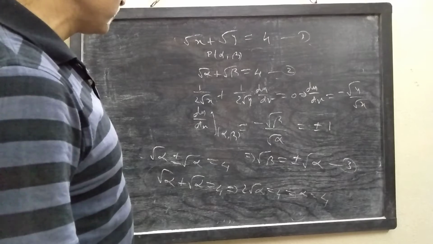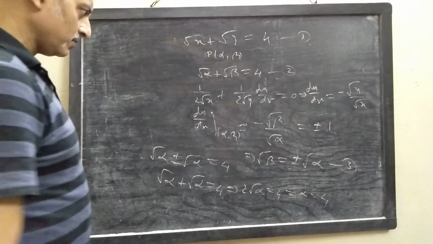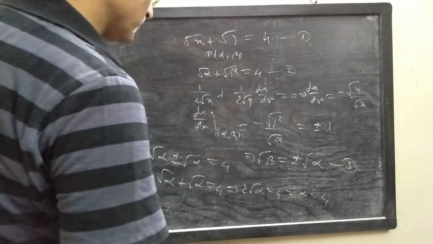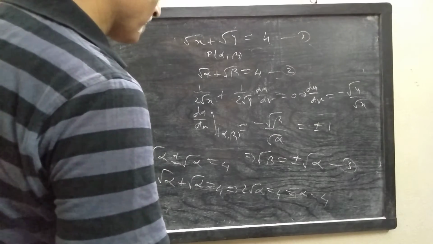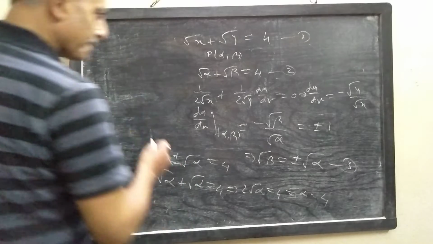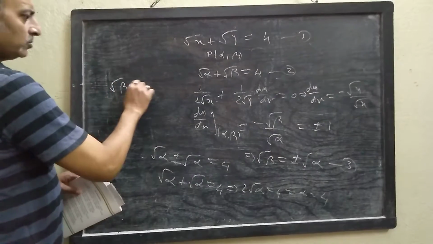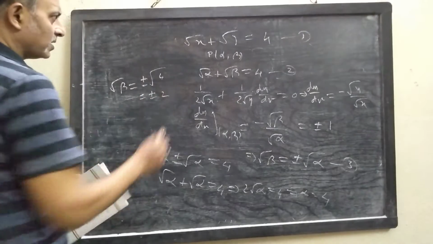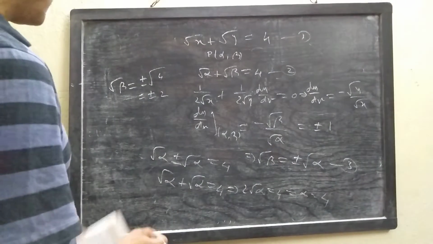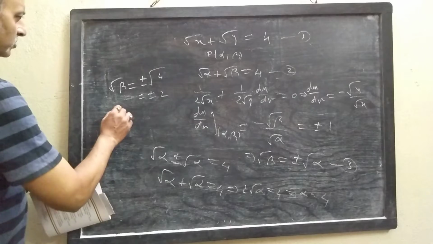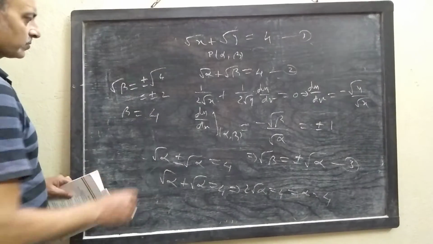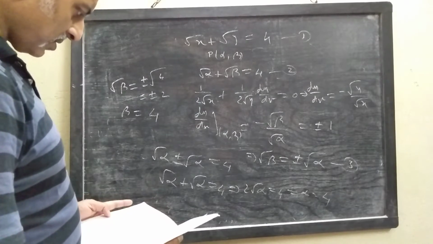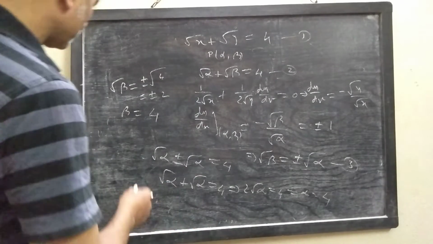After getting alpha equals to 4, now you can find beta from anyone. Say from 3, you have root beta equals to plus minus root 4. So this becomes plus minus 2. But root beta is plus 2. So in each case your beta becomes 4. So the required point on the curve becomes 4, 4.